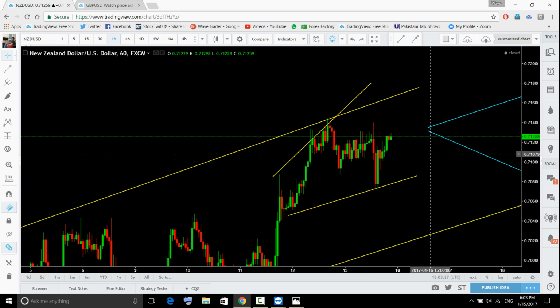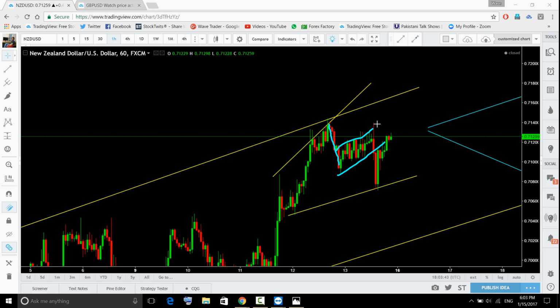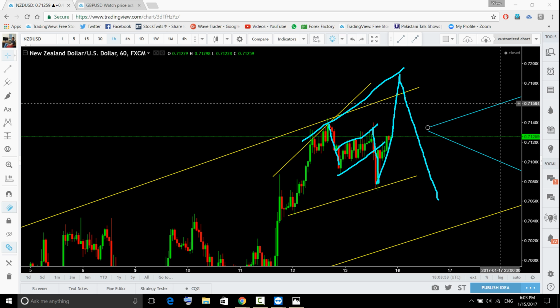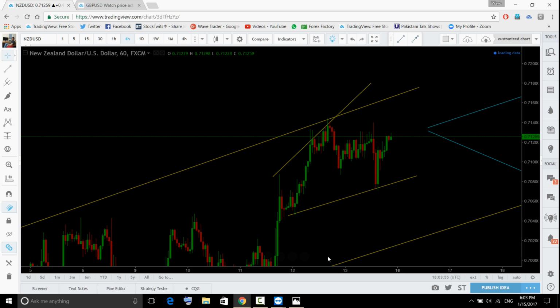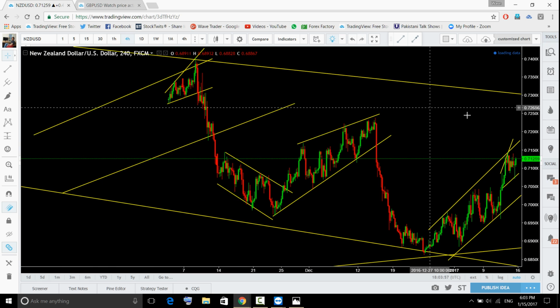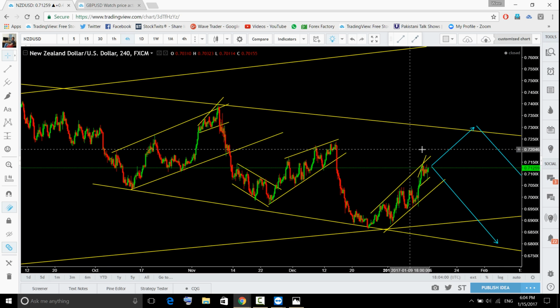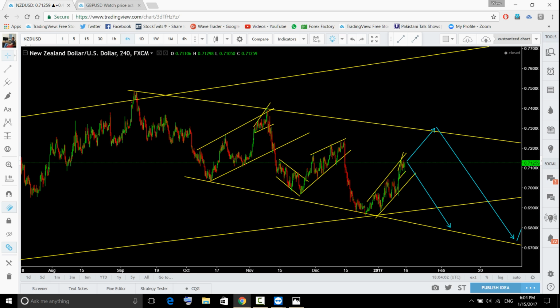So you can see this was also an impulse, and this was a continuation pattern, broken down but did not continue. But it is showing some signs. So if it comes close to the upper trend line and starts to fall aggressively, then we will look for downside from current price rather than downside from the upper trend line. So we will look for downside at this place rather than here.